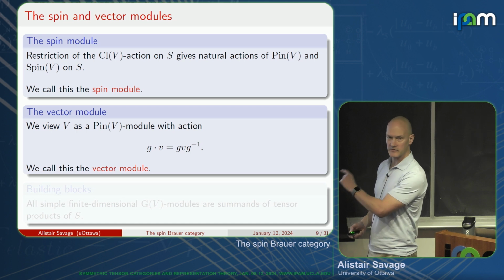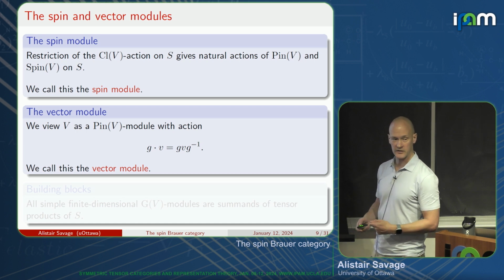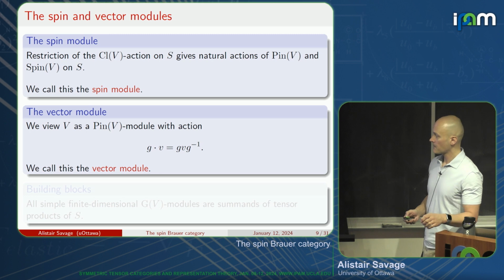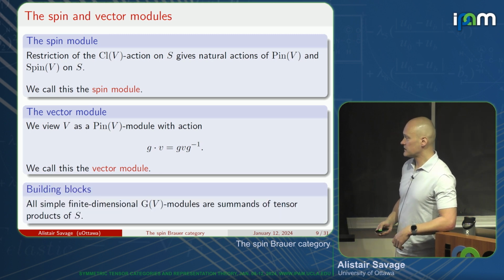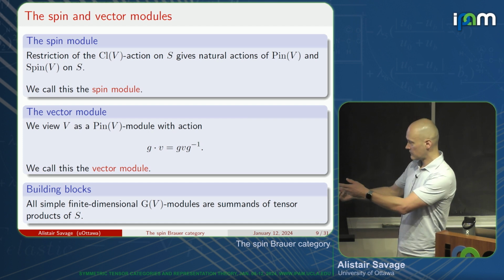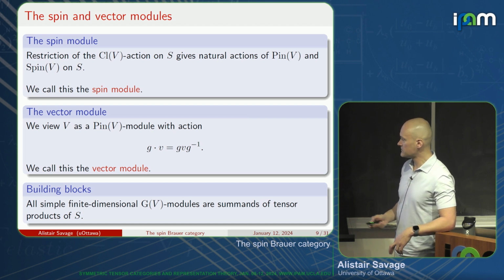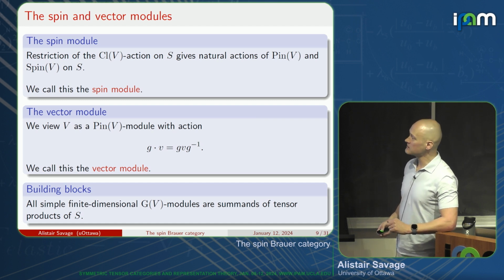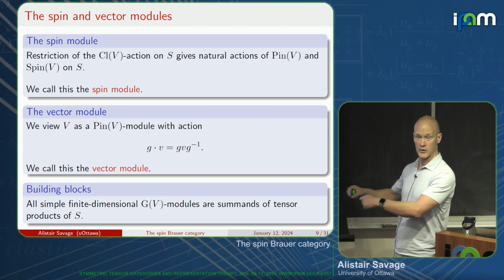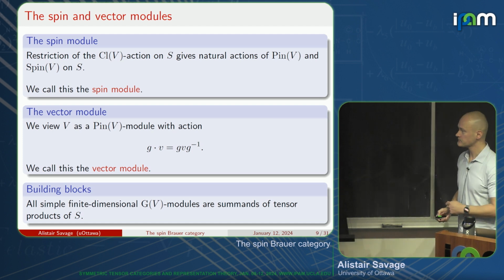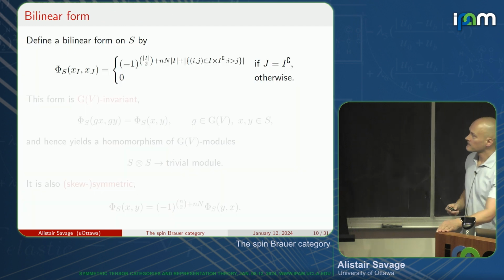So we have the spin module and the vector module, and these are going to be our building blocks for this category, our generators. Because the important thing is that all simple finite dimensional G_V modules, or you can think of pin modules, are summands of tensor powers of S. So in fact, you might think, well, I only need the spin module as my generator. And in theory, that's true, but you get a much nicer presentation of the category, it turns out, if you throw them both in. Okay, so that's why we're going to consider both of these.